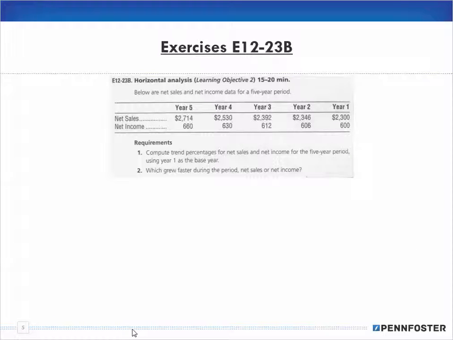Right, so we are working on 12-23B. Horizontal analysis. Below are net sales and net income data for a 5-year period. Compute the trend percentages for net sales and net income for the 5-year period using year 1 as the base year. Which grew faster during the period, net sales or net income?